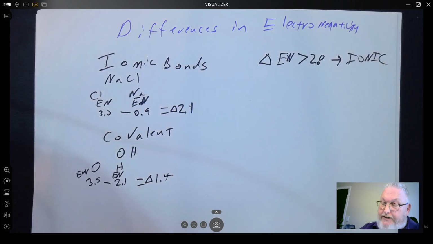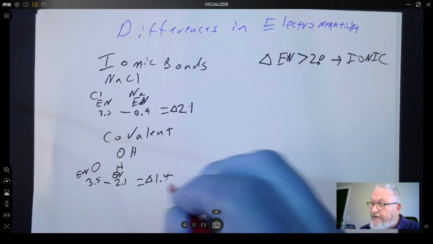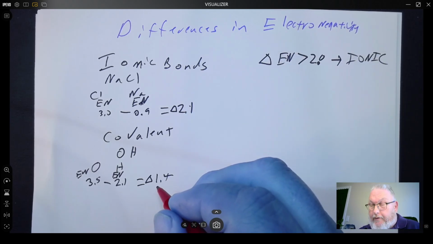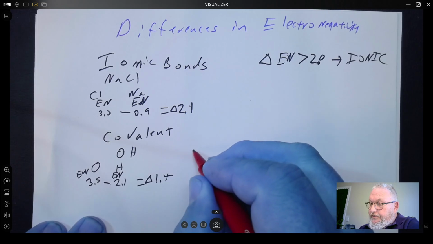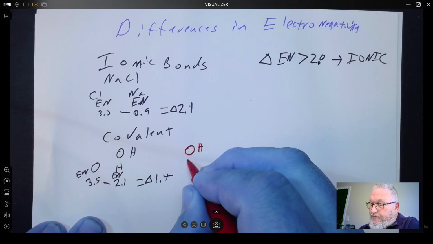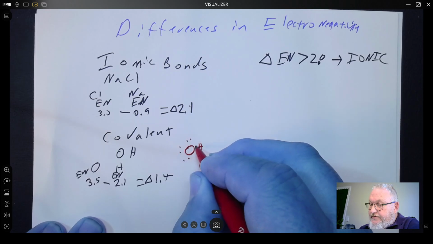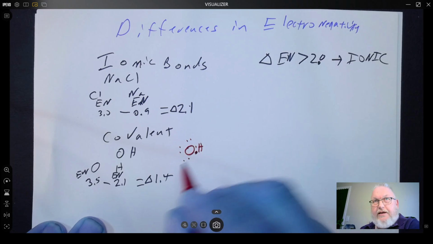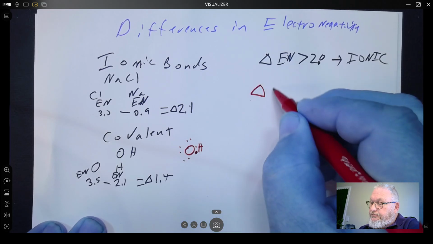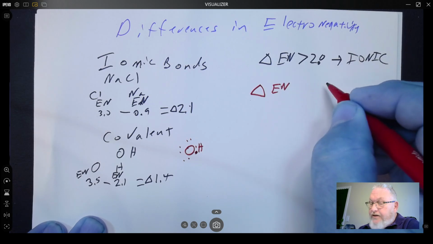This would be polar, very polar covalent actually. That means the oxygen is going to hold on to the electron from the hydrogen more than it's going to hang around with the hydrogen. But hydrogen is still sharing that electron. If we draw our little structure for it, 1, 2, 3, 4, 5, 6, 7, 8. One of those is being shared by hydrogen. Everybody's happy.